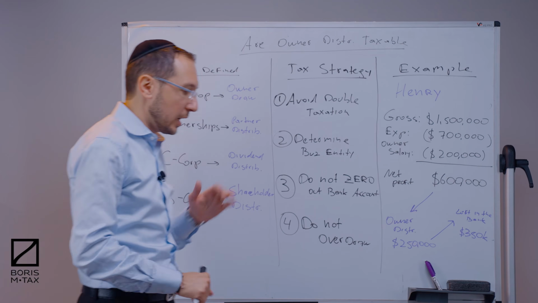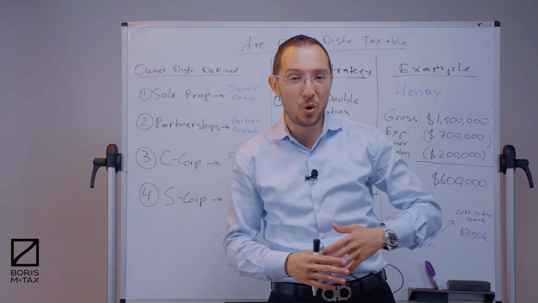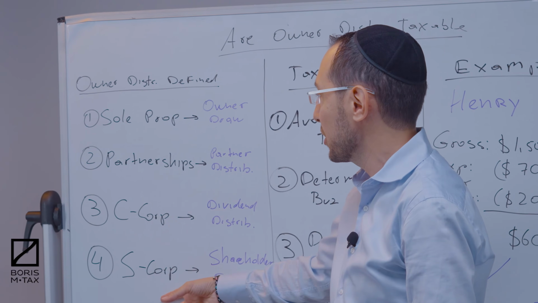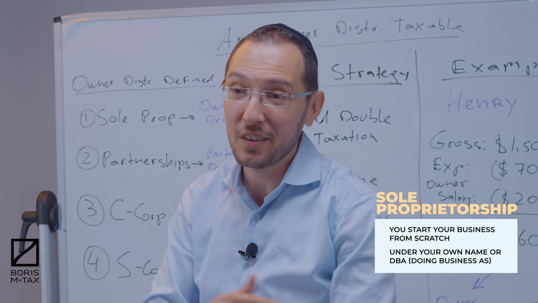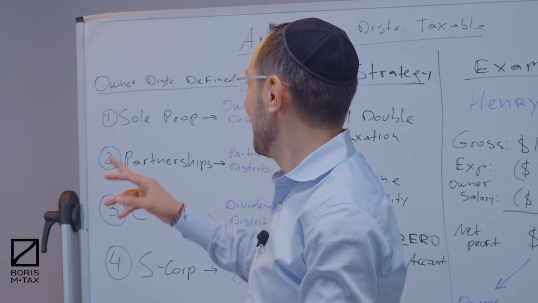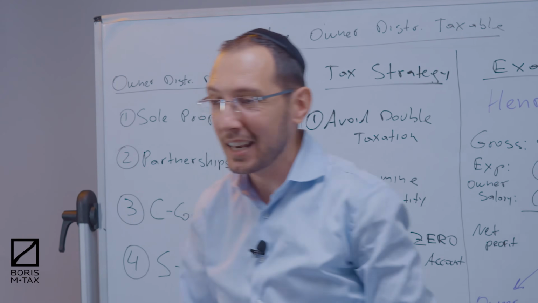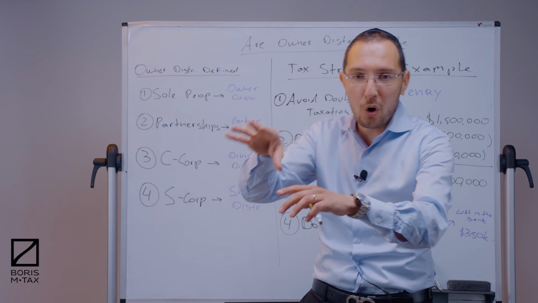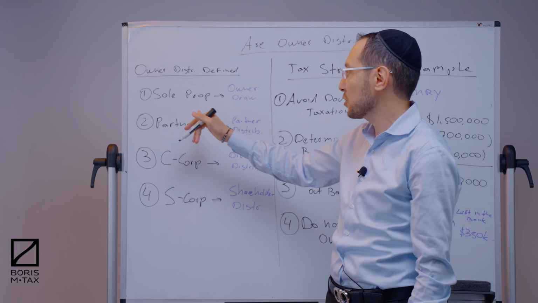So let's talk about owner distribution defined. Now there are four main types of entities that you as a small business owner are probably part of: a sole proprietorship, partnership, C corporation, and an S corporation. A sole proprietorship is when you start your business from scratch under your own name or just have a DBA. You have a separate bank account, I hope you have a separate bank account, okay? All the money goes in, you spend it for expenses, and then you take the money out as an owner draw. It's your money, it's your business account, you go in and you take the money out. That is considered owner's draws. That's a simple term for sole proprietorships.